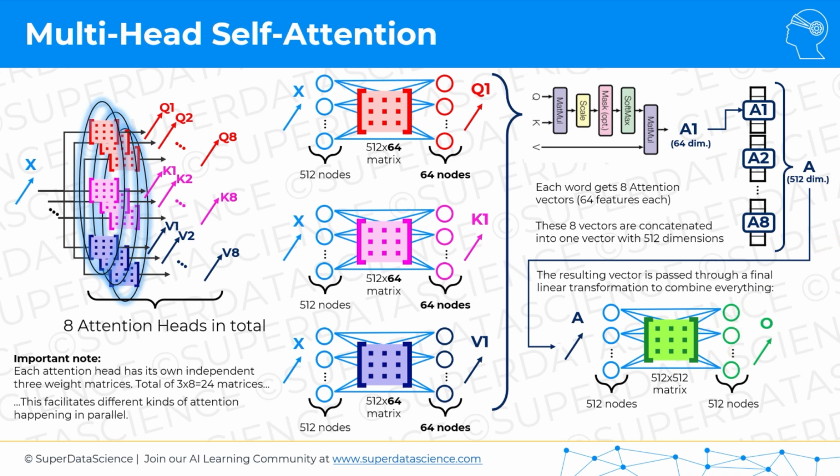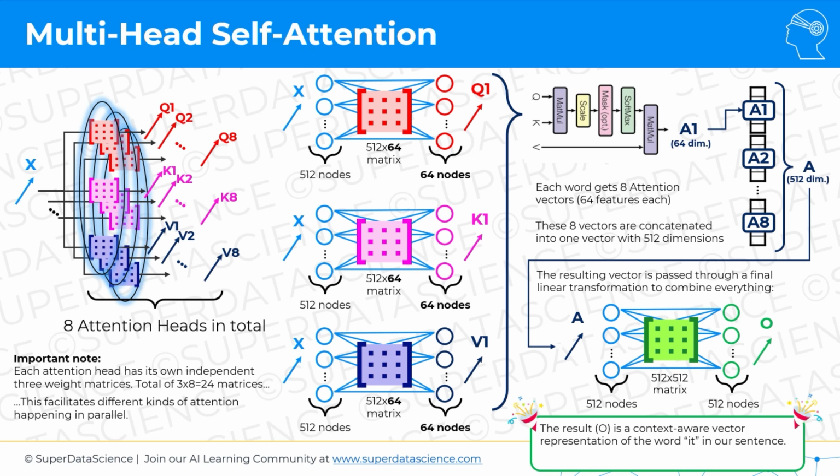O stands for output, A stands for attention, and basically in the end we get the same thing as we got with simple scaled dot product attention, but this time it's combined through multiple heads. But again, it's a context-aware vector representation of the word it in our sentence, or whatever word we're looking for. We were looking at the word it in this particular example, but it could be any word. And keep in mind that each word will have this output created for it. It will have its own context-aware representation.